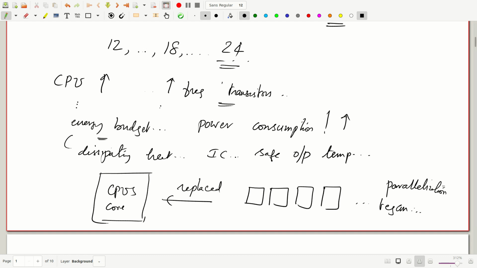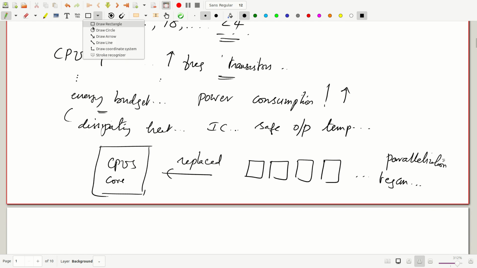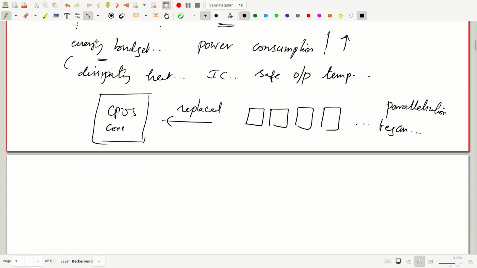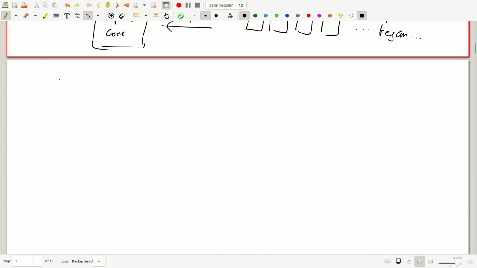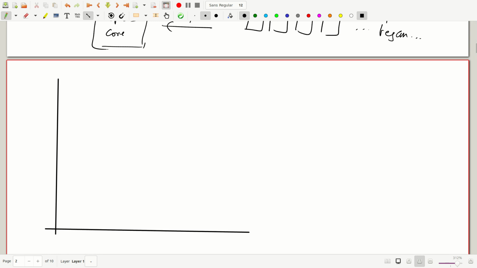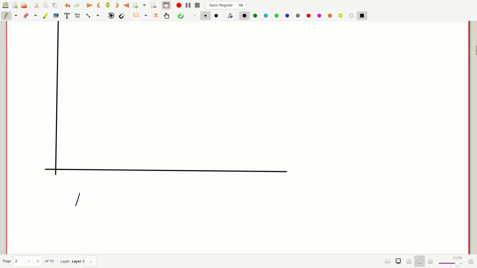Now, just to get an idea of what this means on scale, let us look at the power density of the microprocessors. That is what we are talking about now, the power density. Let me write it here.